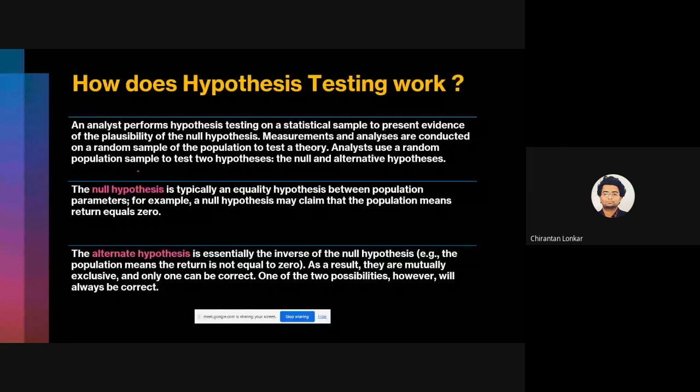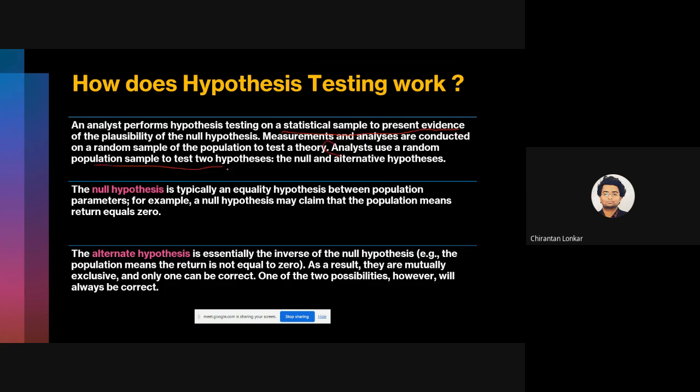So how does the hypothesis testing work? Okay. An analyst performs a hypothesis testing on a statistical sample to present the evidence of the plausibility of the null hypothesis. Okay. Analysts use random population sample to test two hypotheses. Do hypothesis check kiye jaate hain. Okay. In hypothesis testing, you always end up testing two kinds of hypothesis. One is the null hypothesis and second is the alternate hypothesis. Please note, hypothesis is of two types. There is a null hypothesis and there is an alternate hypothesis.